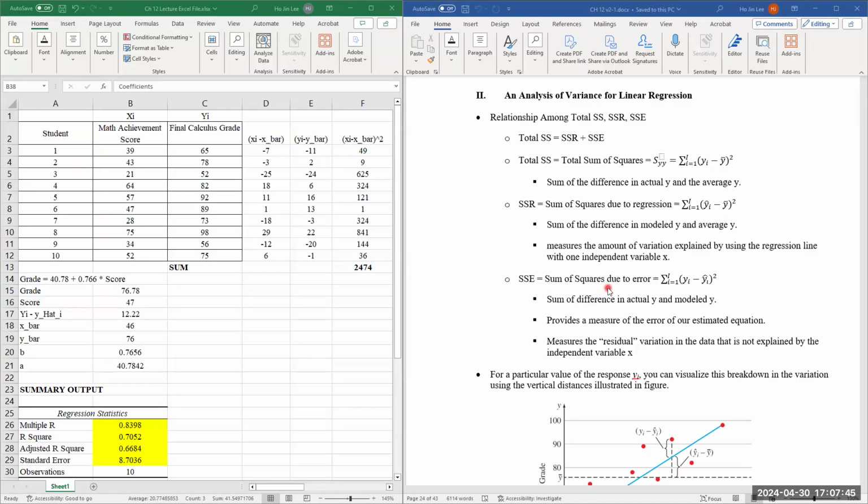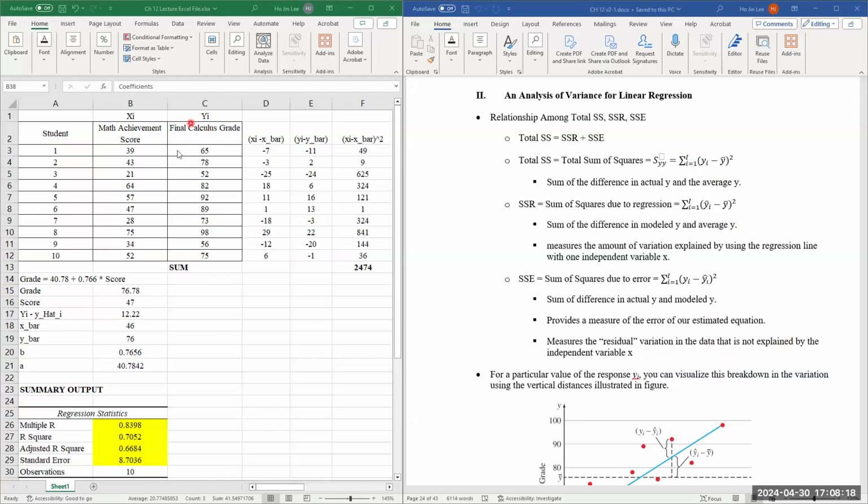SSE is the sum of squares due to error. This is yi, the actual data value, minus the estimate from our model, squared, and sum. This is the sum of the actual minus the modeled y, and it provides the measure of the error of our estimated equation. Okay, this is the part that's not explained. It measures the residual variation in the data that is not explained by the model.